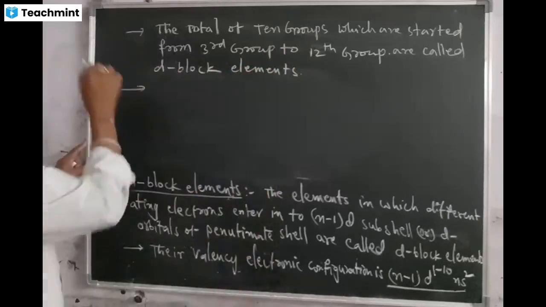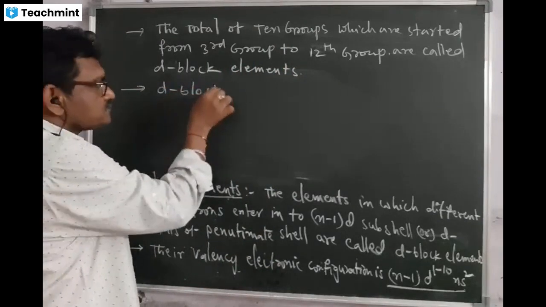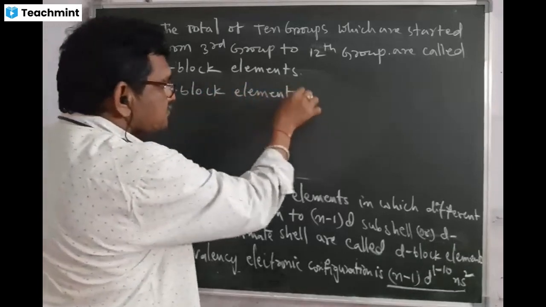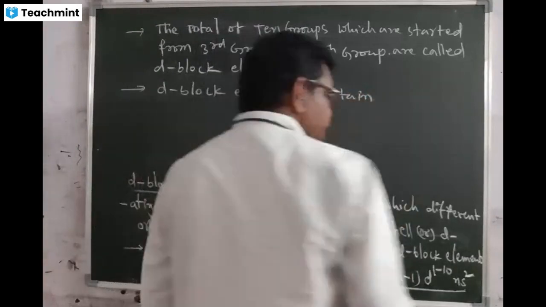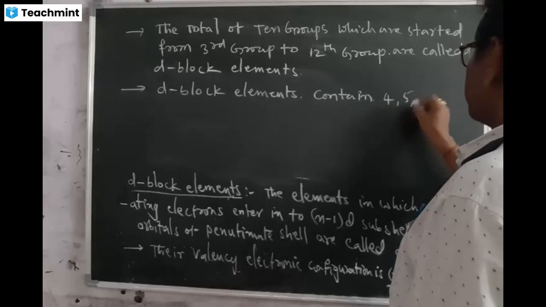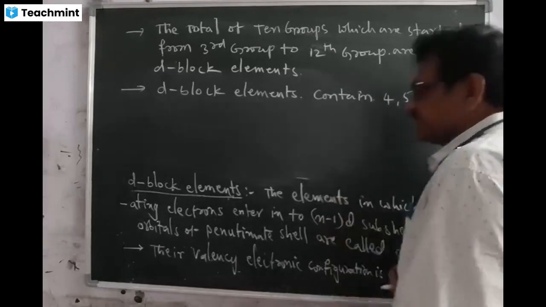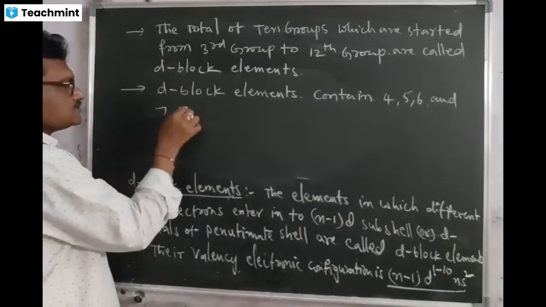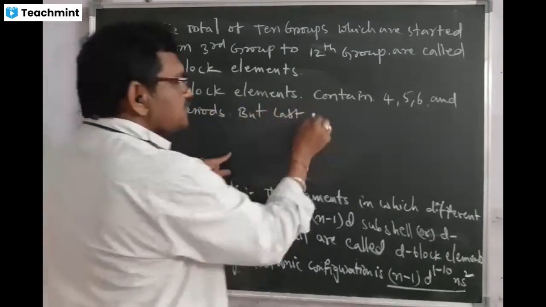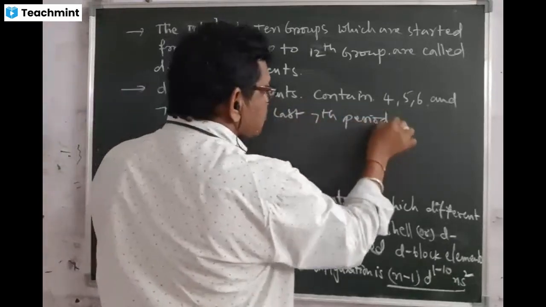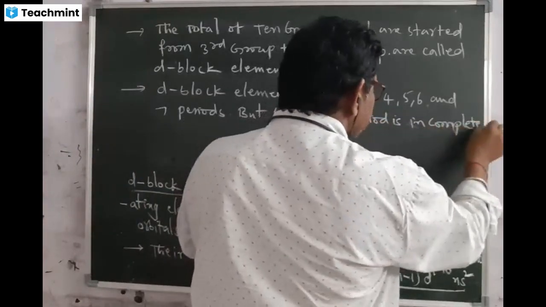Okay. So one more point you want to write here. D block elements contain 4, 5, 6 and 7 periods. But the seventh period is incomplete.